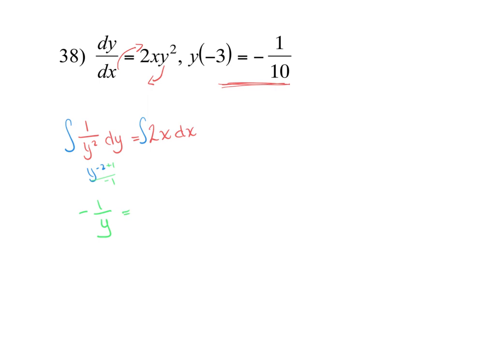On the right-hand side, I'm going to do my antiderivative here. So I have 2x to the first power, add 1. So it's now x squared and divide by 2. So this antiderivative is x squared plus c.